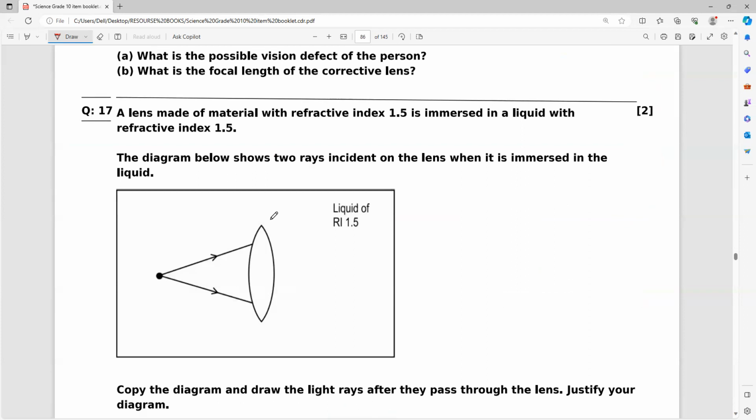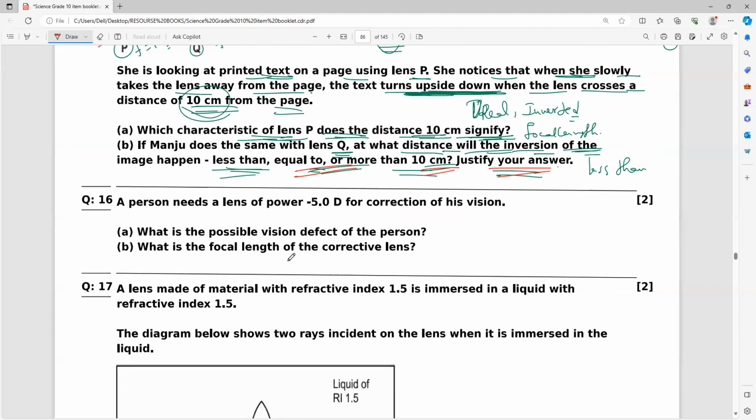Okay. Next question, 16th question. A person needs a lens of power minus 5 dioptres. Minus indicates what? Concave or convex? Minus indicates concave, for correction of his vision. So what is the possible vision defect of this person? Concave here is myopia. Myopia we can also call nearsightedness, or short-sightedness.